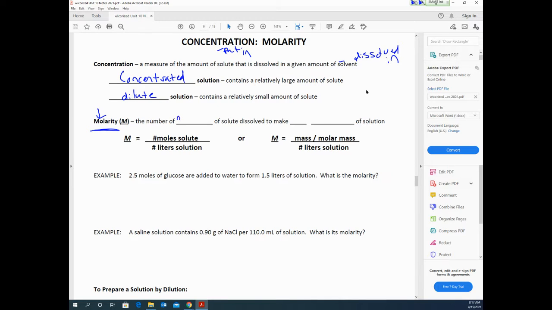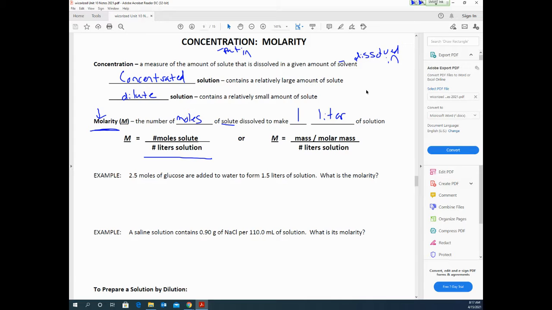So it's the number of moles, hence the name molarity, number of moles of solute, what you are putting in, dissolved to make 1 liter of solution. So instead of dealing with things like grams, we're doing liters because we're dissolving it into a liquid. So liters is a liquid volume kind of unit. All right, now your formula is moles of solute divided by liters of solution. Really easy. You just take the two numbers and divide them by each other. That's a molarity. That's the easiest one.